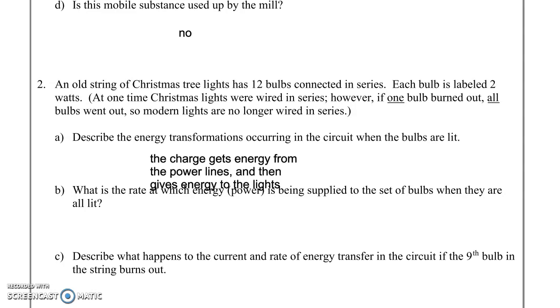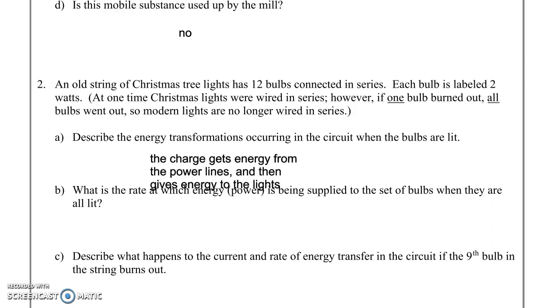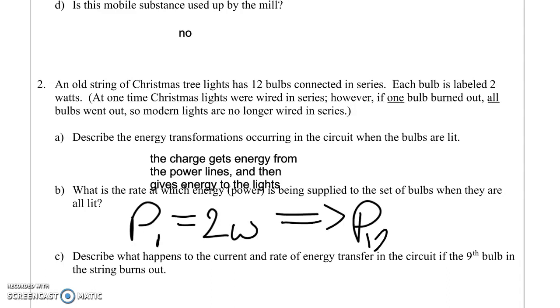The rate at which energy is being supplied to the set of bulbs when they are all lit, well, we know that power is equal to current times voltage, but we also know that the power for one of these bulbs is 2 watts. And so that means that the power for all 12 of those bulbs would be 24 watts. Okay, because we have 12 bulbs, 2 watts each, so 24 watts total.